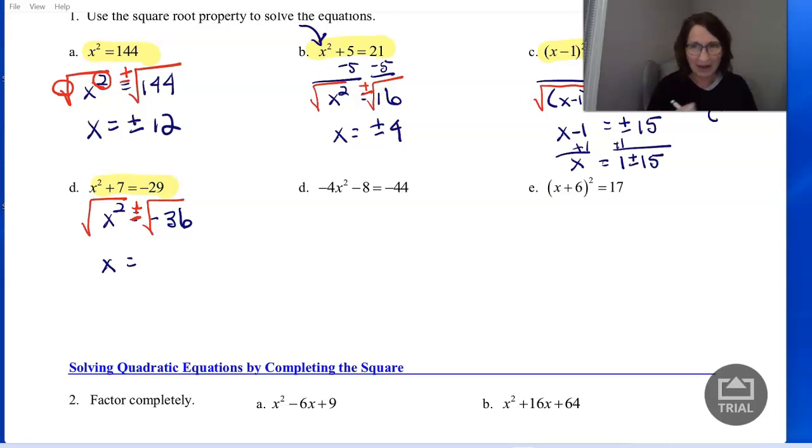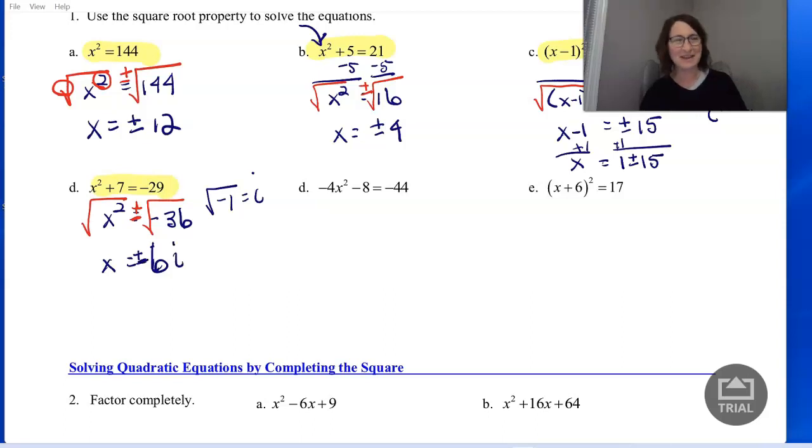I'm going to pull out an i, because remember, the square root of negative 1 is equal to i. So I'm going to pull out an i, and then the square root of 36 is 6, so I get plus or minus 6i. And that's my answer. All right, let's go ahead and do D.